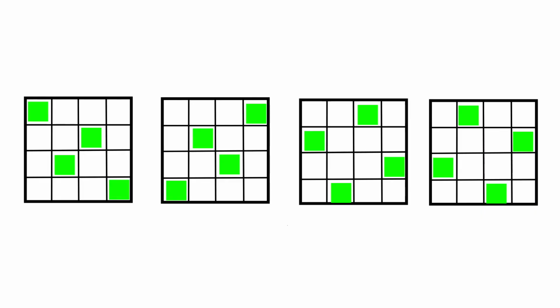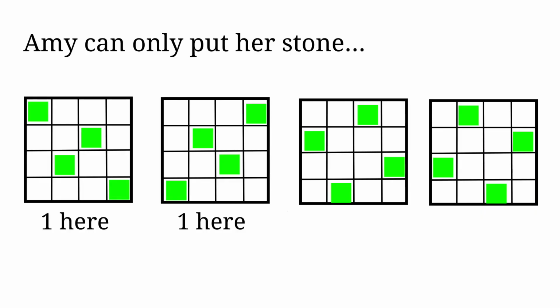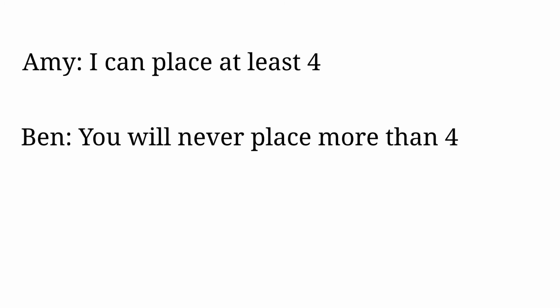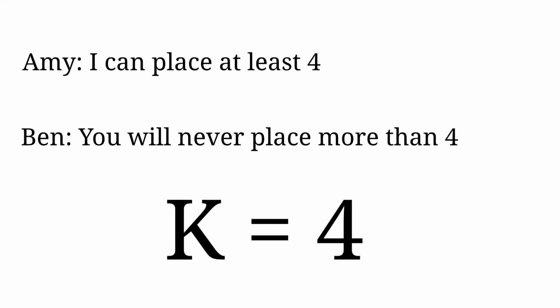And with Ben's strategy, in each group of 4, Amy can put at most 1 stone. Since there are 4 groups, the best Amy can hope for is to put 4 stones on the board. So Amy's strategy says no matter how Ben plays, she can put 4 stones on the board. Ben's strategy says no matter how Amy plays, she cannot put more than 4 stones on the board. So 4 is the answer for the case of 4x4.